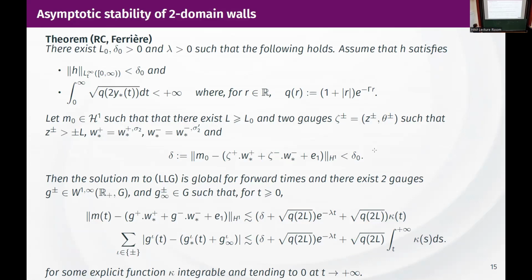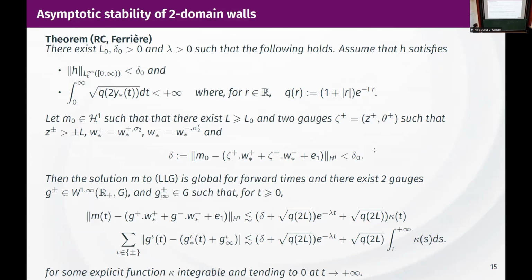So you assume that at initial time, you give yourself a magnetization which is near the sum of two domain walls. And then you can prove that you preserve this structure for all time. And the point is that these error terms tend to 0. So the expression is a bit complicated, but I want to draw your attention to two things. The constants here are the constants of the initial data, the delta here, and this is the initial interaction of the two domain walls. And then you have a decaying function, an exponential one, and then this kappa, which tends to 0 also.